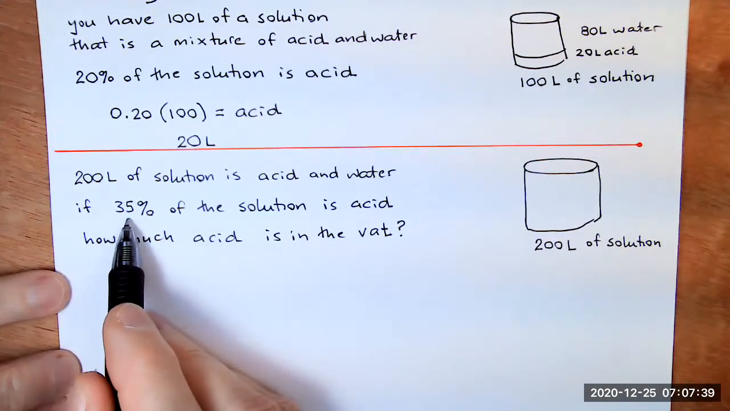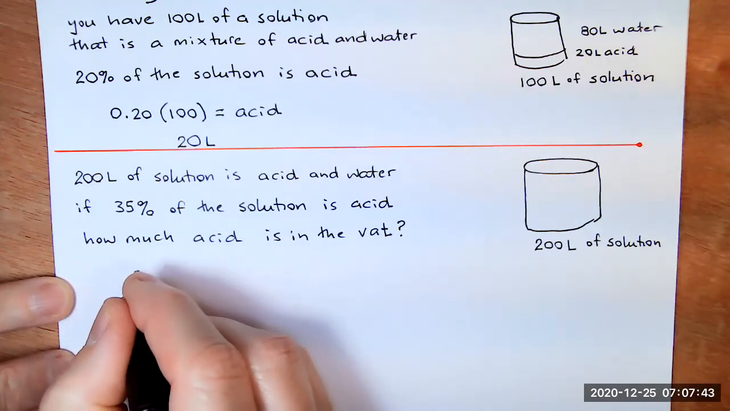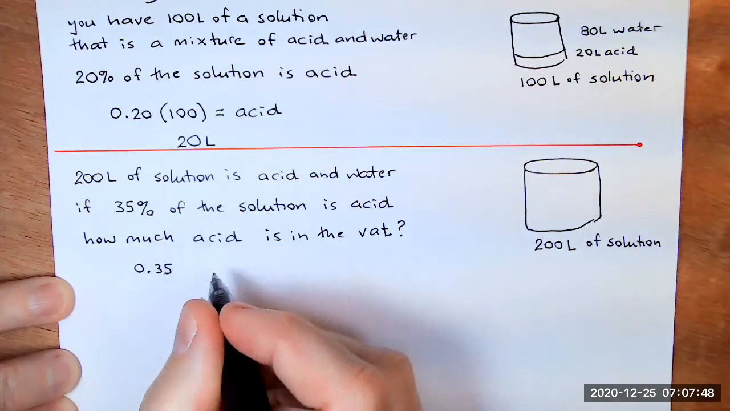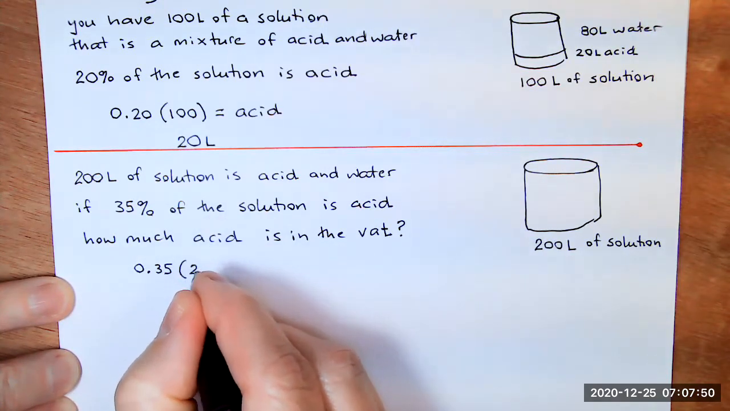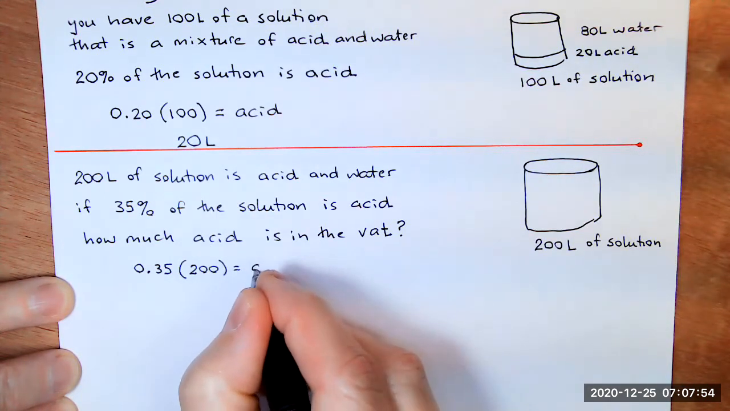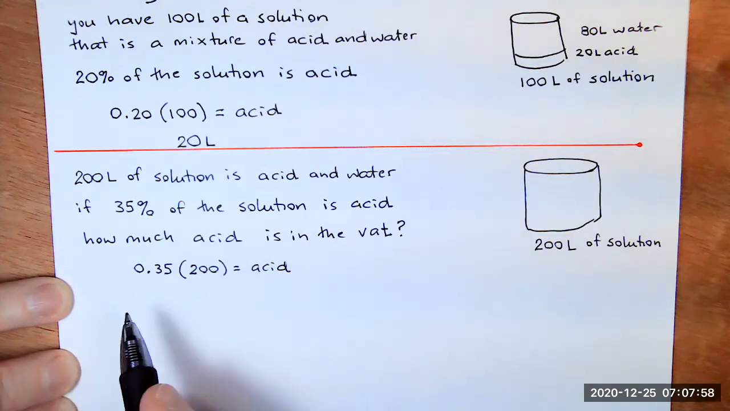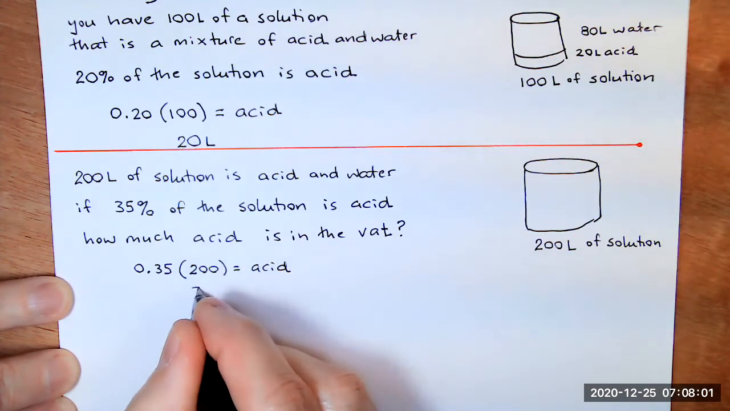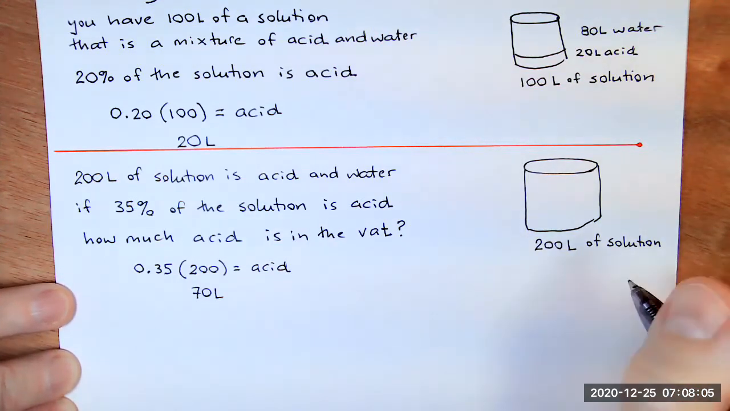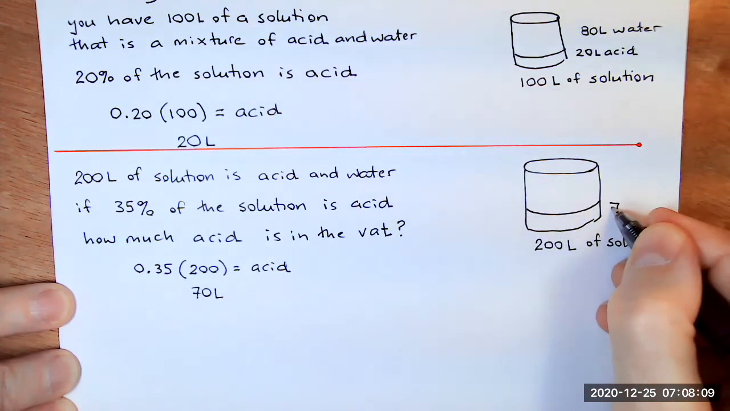So once again, we have 35% of the solution. So 35% written as a decimal, 0.35. Of means multiply, times 200 is the amount of acid. 35% of 200 is 70. Don't forget the units. That means this vat has 70 liters of acid.